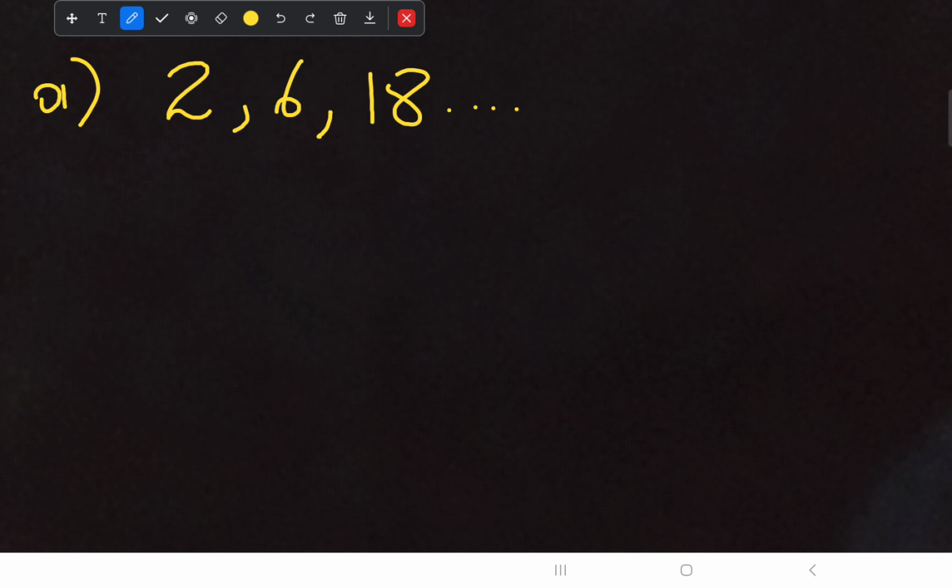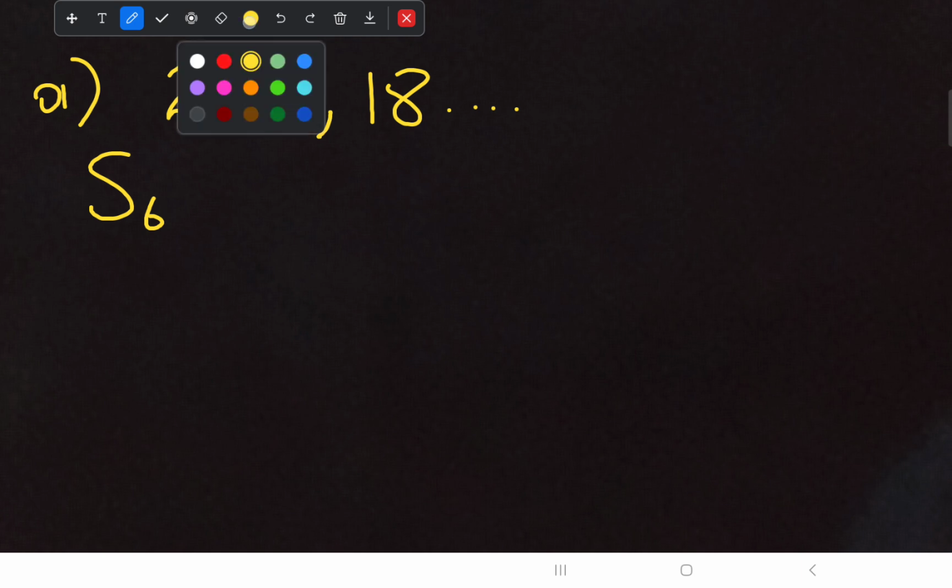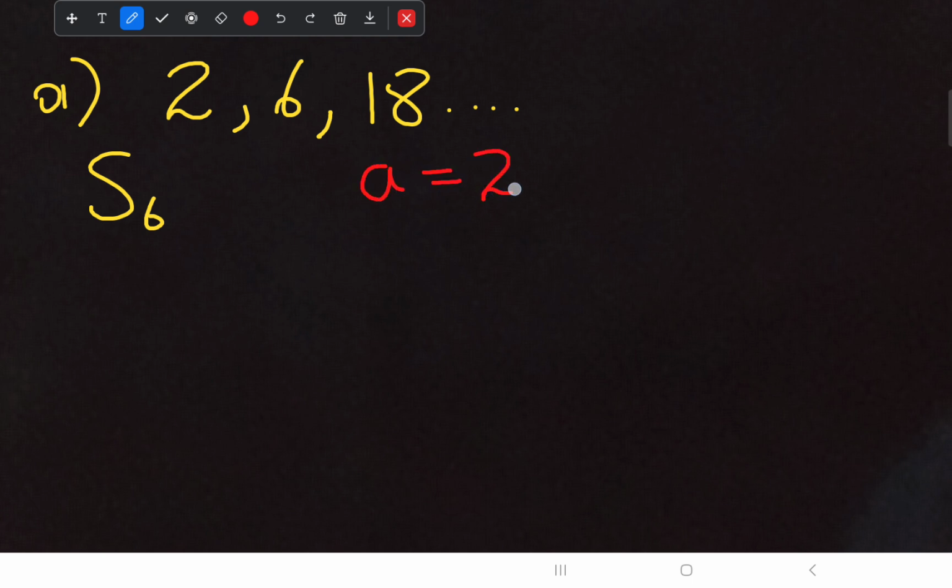In this number pattern, we are going to find the sum of 6 terms of this geometric progression. Before doing that, we need to find the first term. We know the first term directly: A equals 2. But we have to find the common ratio. To find it, from 6, I can divide by 2. That is 3.